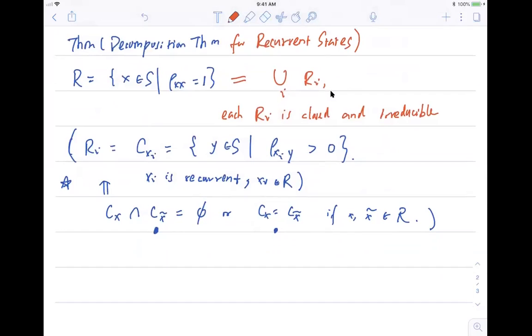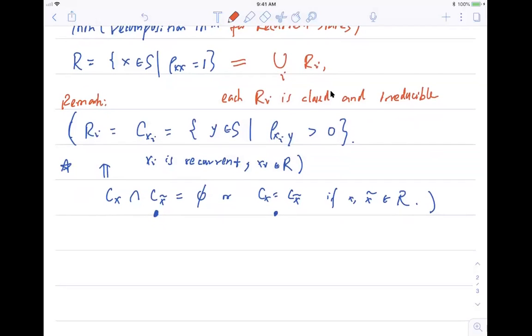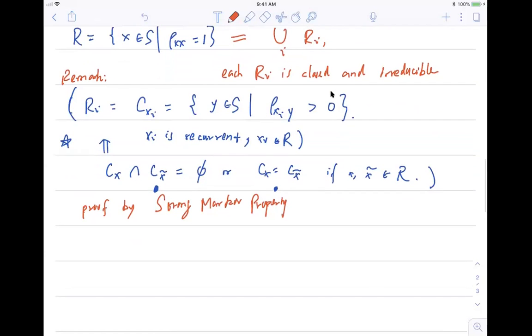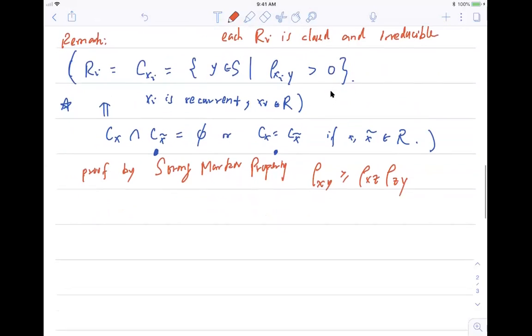Okay. Let's just call this a remark. And this is a theorem. You can prove this by the strong Markov property, which is exactly what I told you: rho x,y is bigger than or equal to rho x,z times rho z,y. Yeah, you're right.